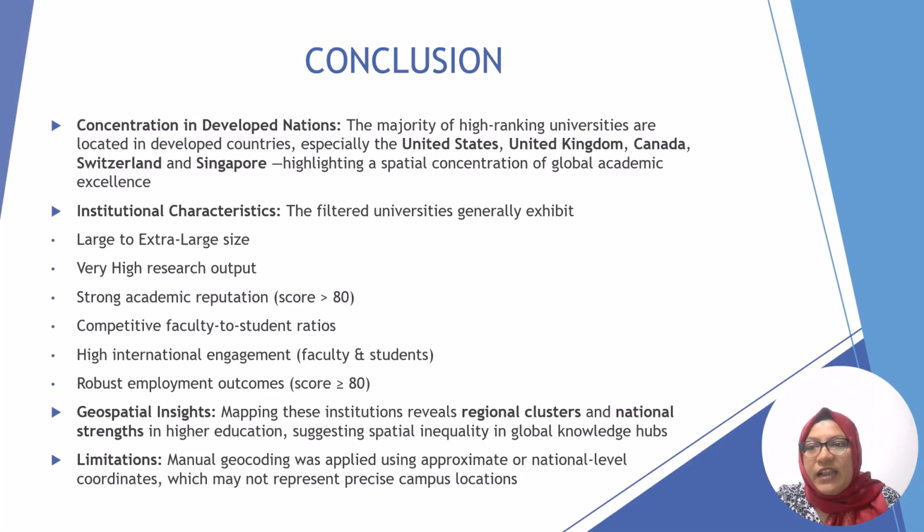So let's see the final outcome from my project. It shows a concentration in developed nations, with the majority of high-ranking universities located in developed countries, highlighting a spatial concentration of global academic excellence. The institutional characteristics exhibit large to extra large size, very high research output, strong academic reputation, competitive faculty to student ratios, high international engagement for both faculty and students, and robust employment outcomes.